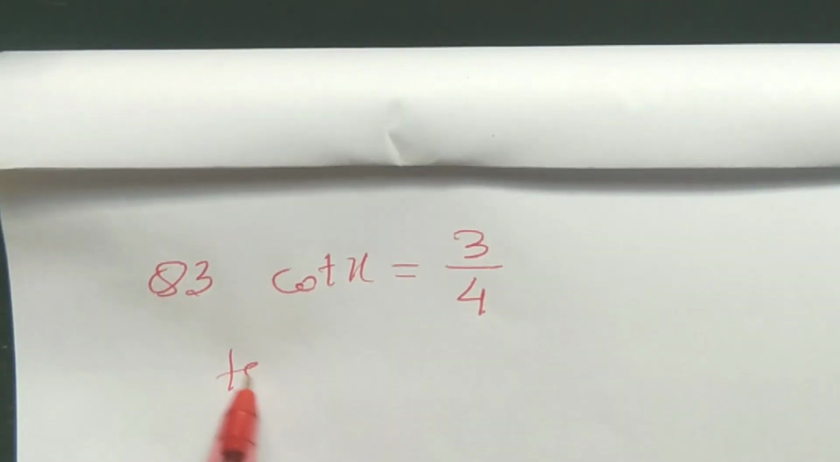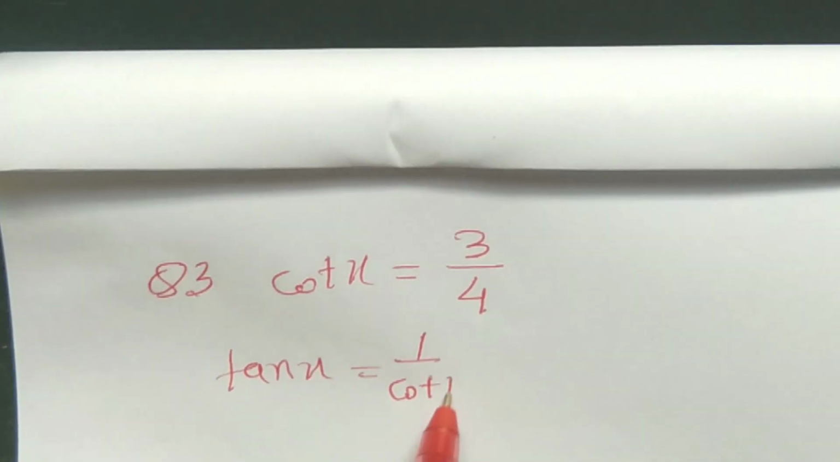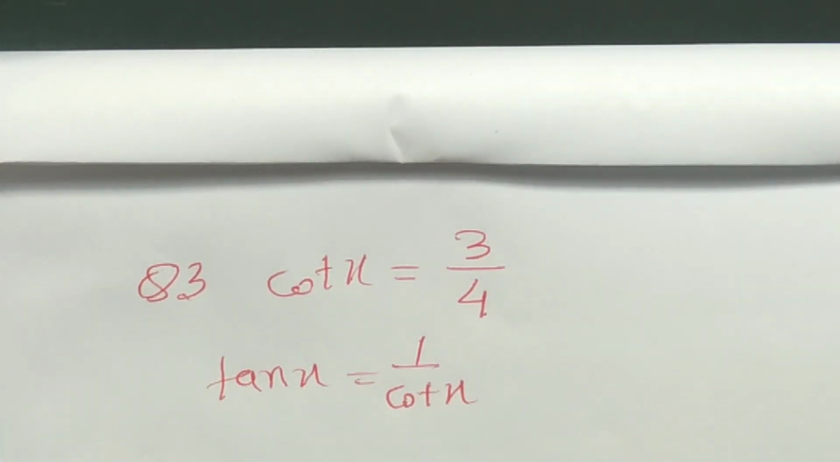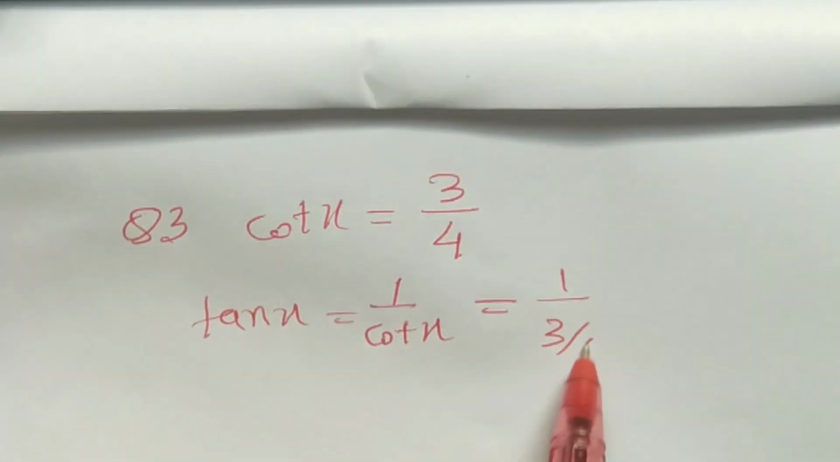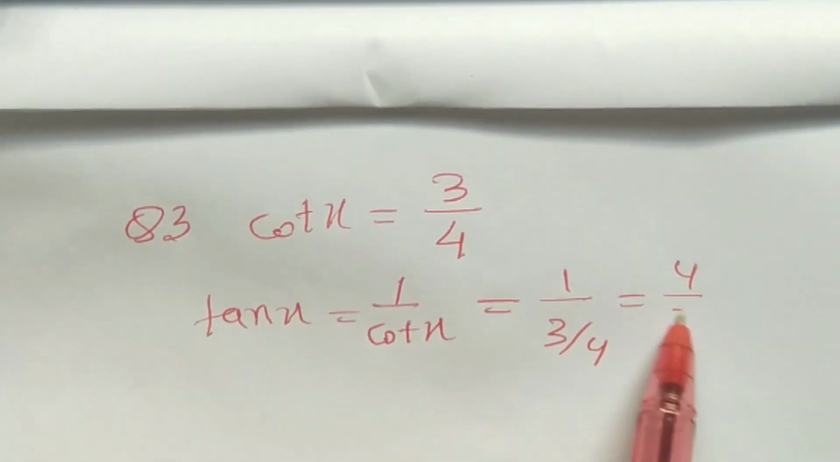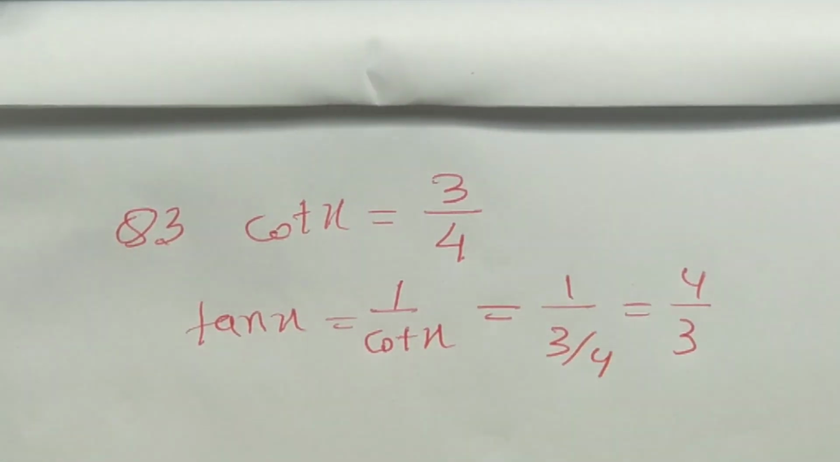Since we know tan x equal to 1 by cot x, isn't it? This is the formula. So now put here the value of cot x, it is how much? 3 by 4. This equal to 4 by 3. So tan x equal to 4 by 3.